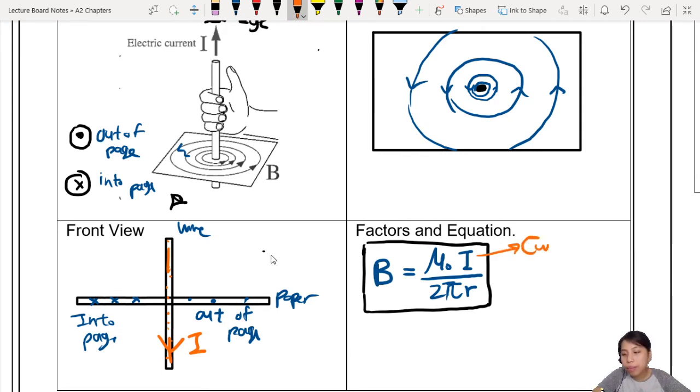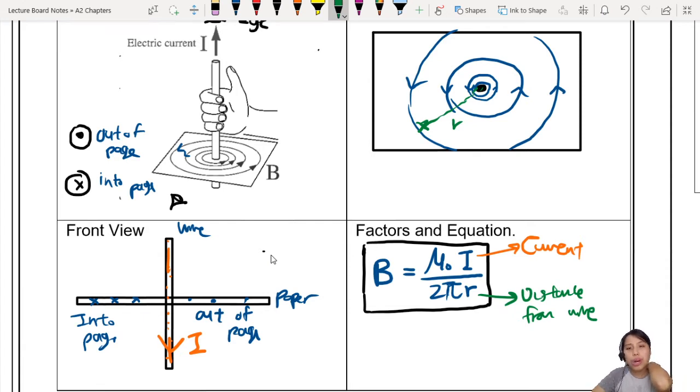So I is what? I is a current. R here is the distance from wire. How far away in terms of a radius are you? So distance from wire. So let's say I want to measure the magnetic field strength here. Then I have to draw a radius R. Okay, that's how you can do that.